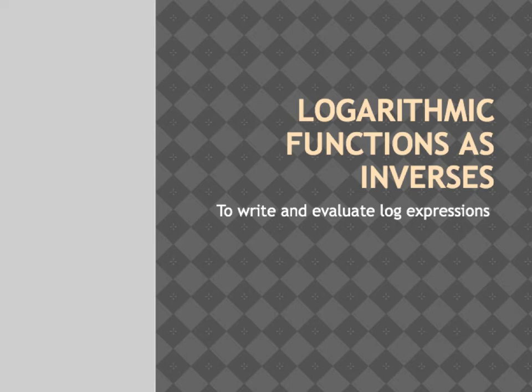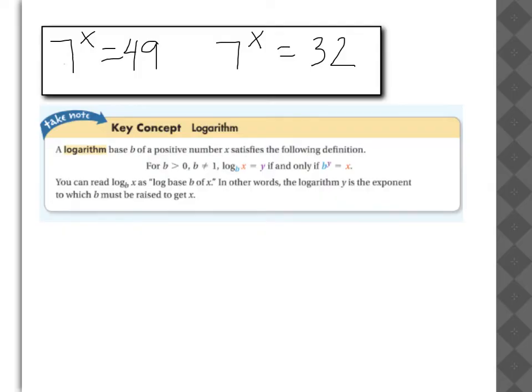Our next section is logarithms, so with stuff that you have not seen yet. So logarithms as an inverse. So what does it all mean? First, if I had a problem like this first one, 7 raised to the x is equal to 49, a lot of people would be able to say, oh, well, x is going to be equal to 2, because when I square 7, it's going to be equal to 49.